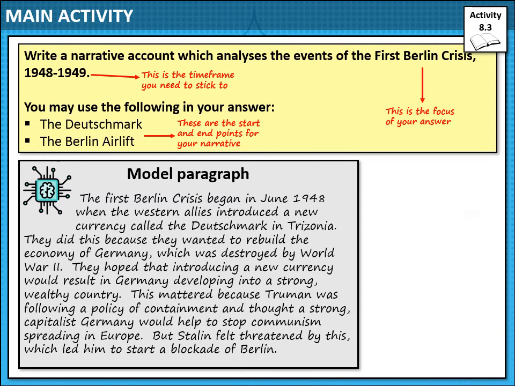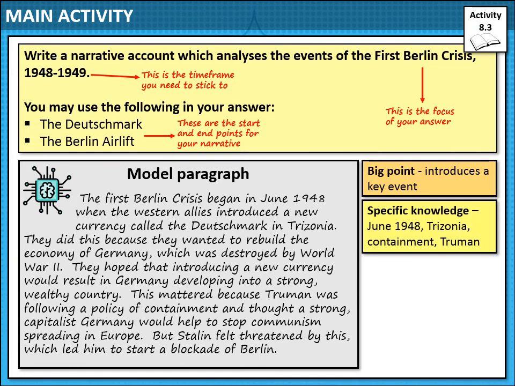So what has this student done which is really good? Well, I hope you noticed her paragraph began with a big point that introduced the first key event in her narrative, the introduction of the Deutschmark. I hope you noticed that this student has included some very specific knowledge in her paragraph. She has some key dates, some key events, some key people. These are factual details which show the examiner that she has a strong knowledge of the period.